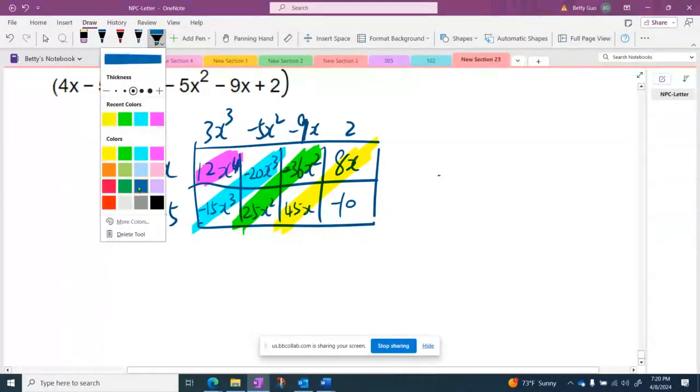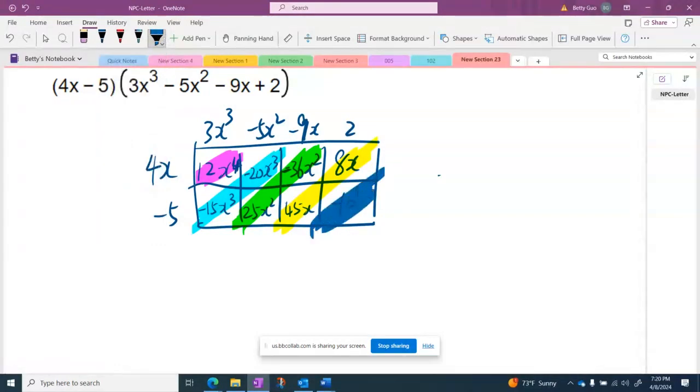Run out color. This color. All right. So the purple or pink color gives us 12x to the fourth. The two blues combine like terms: negative 20, negative 15 gives us negative 35x cubed. And the two greens give us negative 11x squared: negative 36 plus 25 is negative 11.